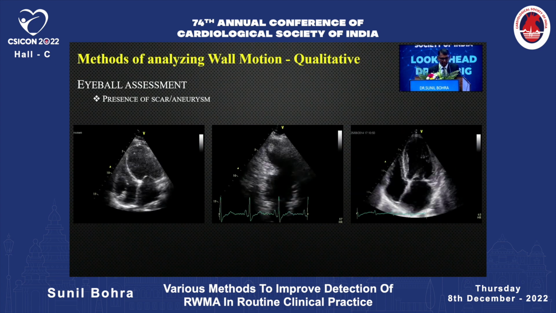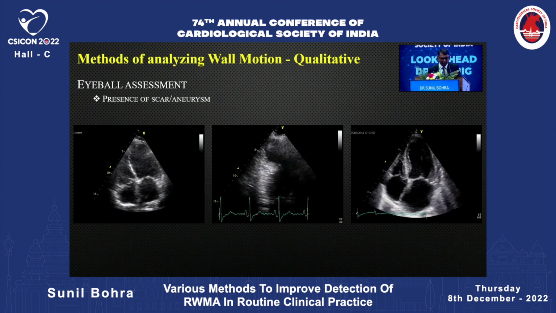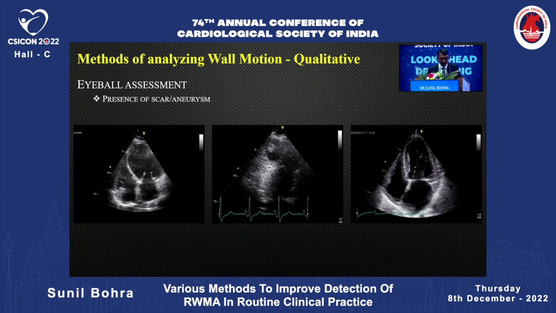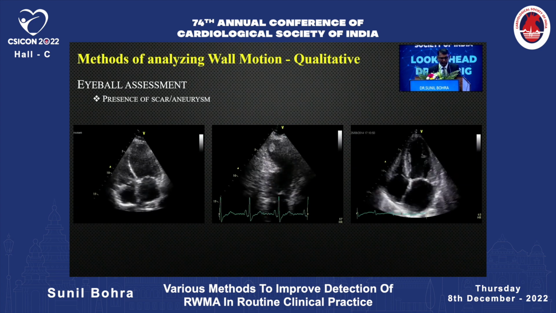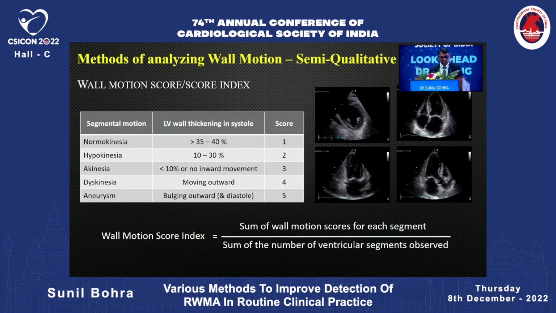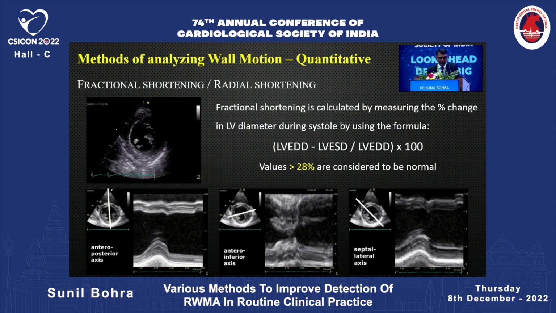Again, this is very important, and it comes with experience. So again, if a person is starting to do echo, it is definitely not advisable to go on eyeball assessment, but definitely it plays a very, very important role where we can define the anatomy. So going one step further is the semi-qualitative method, wherein we use the same score, but then we give a sum to the wall motion scores of each segment and divide it by the number of segments which are observed, and we get a score index, which is a little more qualitative and can improve the sensitivity.